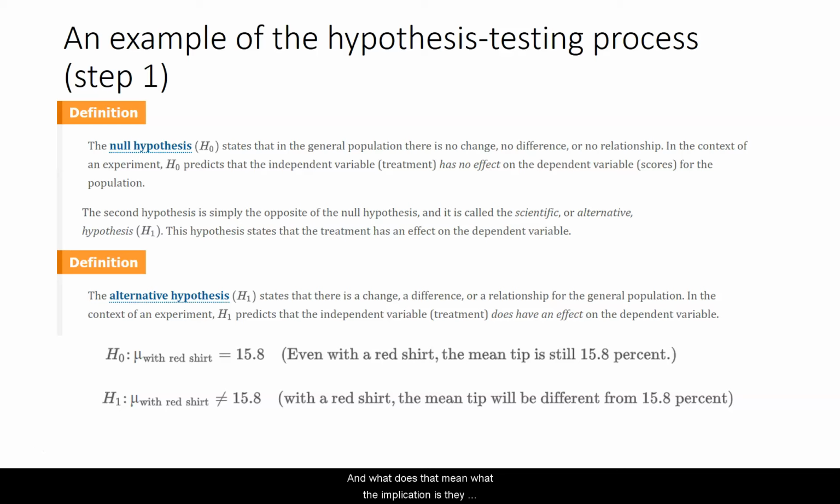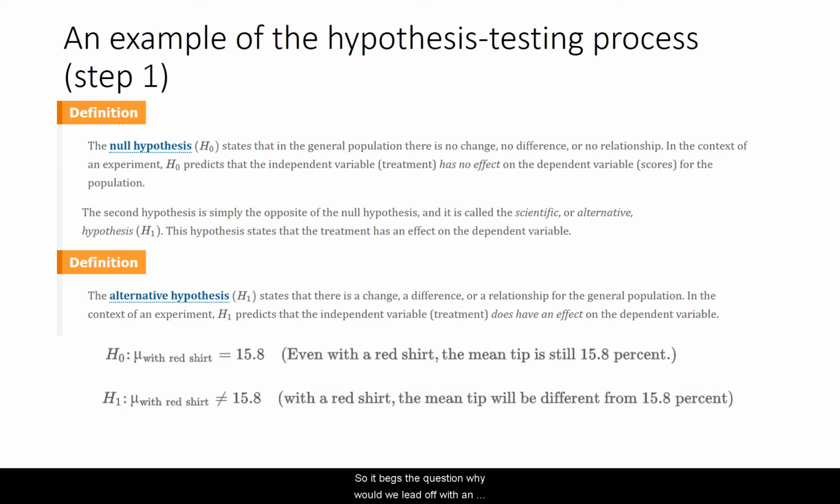And what does that mean? Well, the implication is they might even tip less than 15.8%. Now, is that an authentic research suggestion that we think tipping will be different and possibly less with red t-shirts? No. But this is an example of a two-tailed test. What we mean by that is that the effect of the independent variable, which is wearing the red shirts, could be that it reduces the dependent variable of the tipping rate, or it could be that it increases it.